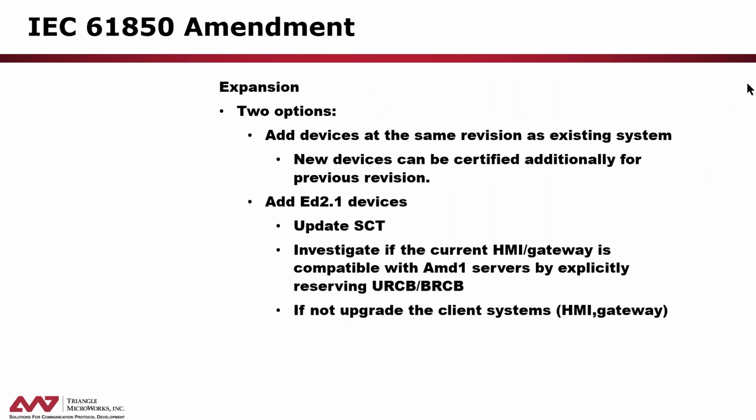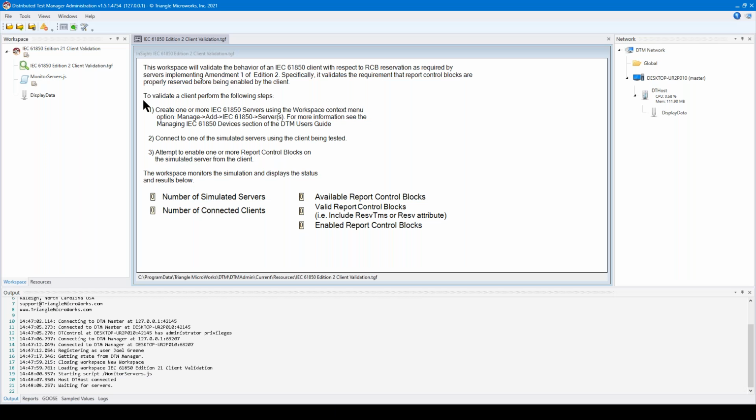And we're back to our distributed test manager, which doesn't want to move to the other screen at the moment, but we're going to convince it to. There we go. So you can download this from our website. We've got a workspace here that allows us to test your system. So what you will do is bring your system configuration description file, your SCD file, into 61850, simulate one or more of the servers in it, and then have your client connect to it and attempt to enable the report control blocks.